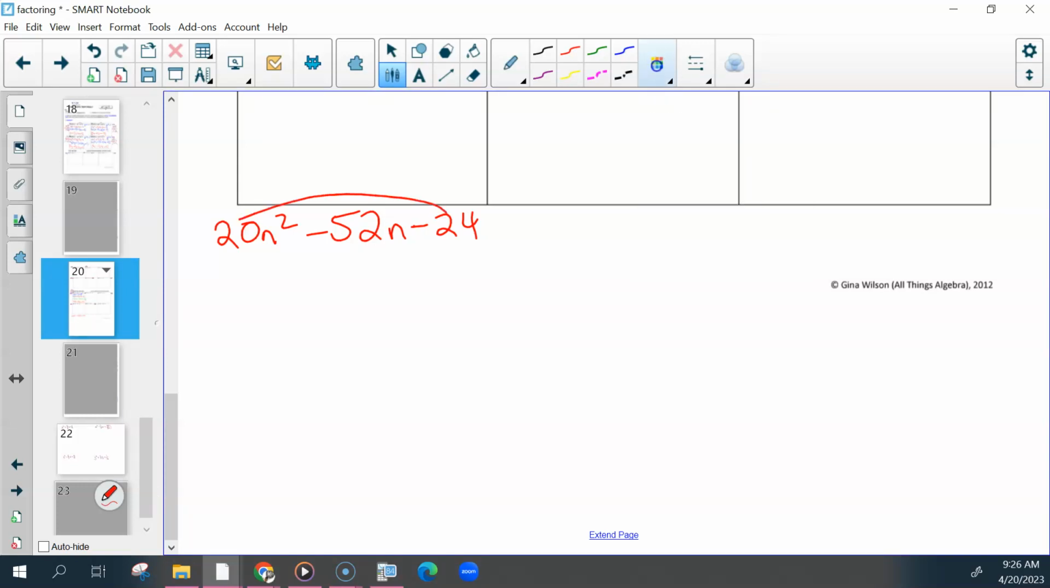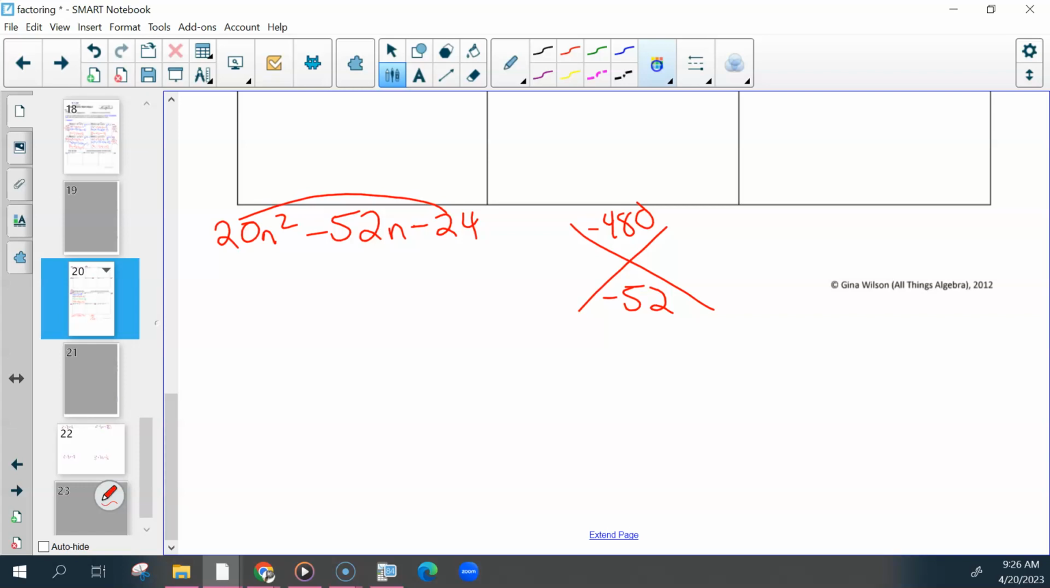So let's say we forgot to check for GCF when we start the process and multiply those. Multiply those two, tell me what you get. Here's negative 480. Well, we won't have the right answer because we won't have the GCF out.